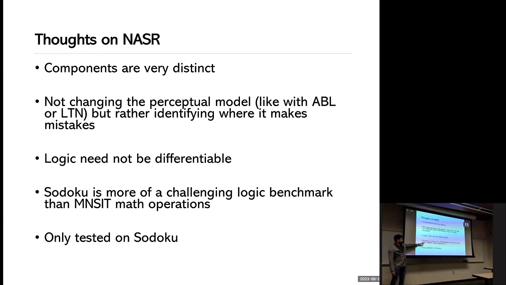And Sudoku is much more challenging than the benchmark seen in the ABL work. But that said, it is only Sudoku, so there are some limits to the evaluation. But this is also a very recent paper, only a few months ago. All right, so we do have a little bit of time. I'll quickly go through STLNet.